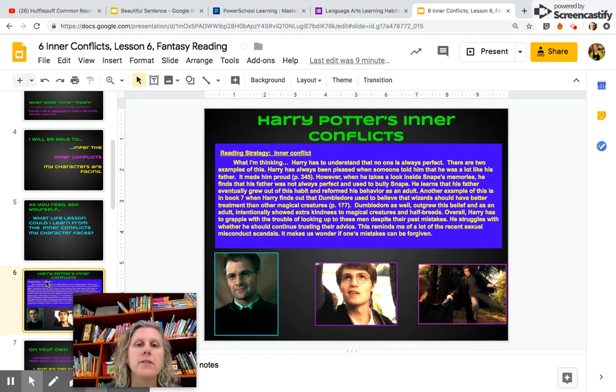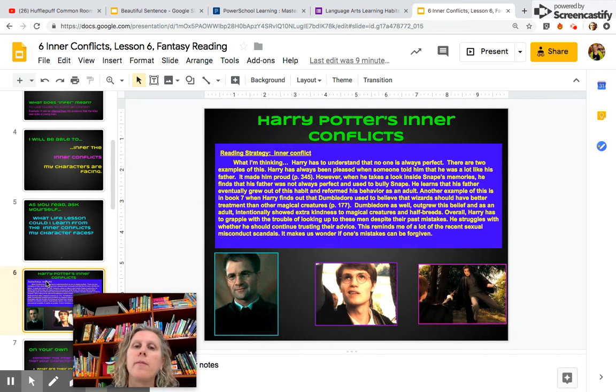Another example of this is in book 7 when Harry finds out that Dumbledore used to believe that wizards should actually have better treatment than other magical creatures. Dumbledore as well outgrew this belief and as an adult intentionally showed extra kindness to magical creatures and half-breeds.